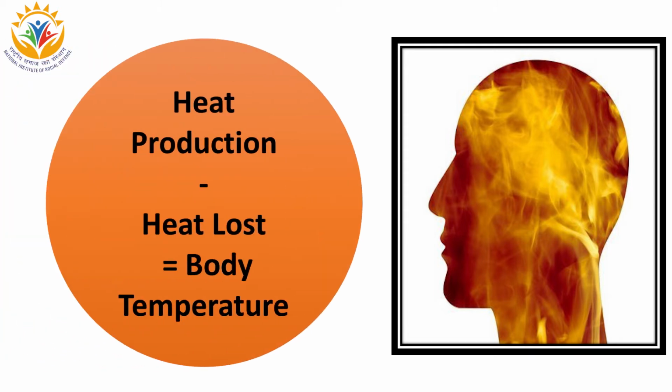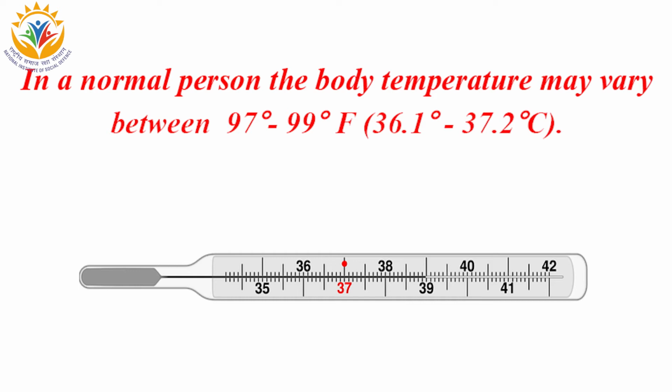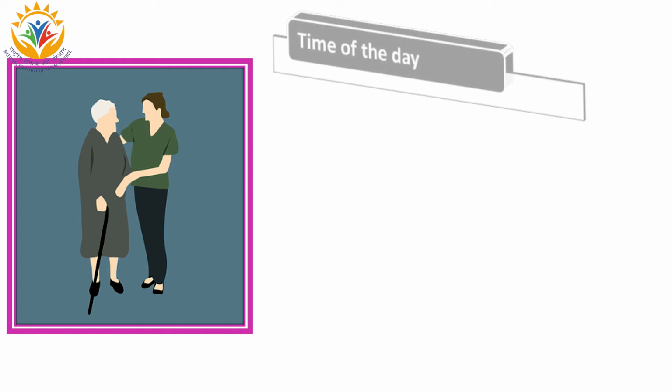Let us now talk about temperature. What is temperature? It is the balance between the heat produced and the heat lost in the body. In a normal person, the body temperature may vary between 97 to 99 degrees Fahrenheit or 36.1 to 37.2 degrees Celsius. The factors affecting the variation in the body temperature are time of the day, that is the temperature is less in the morning and more in the evening.